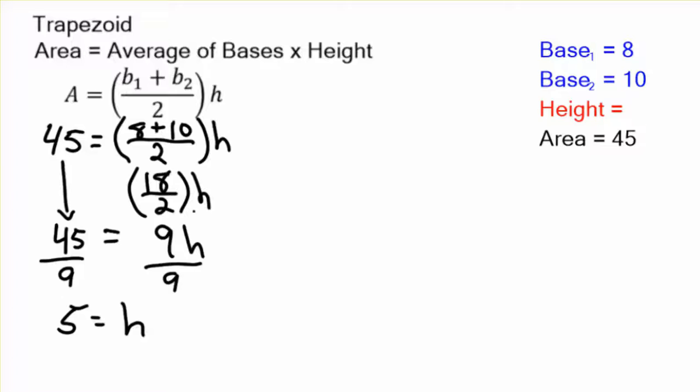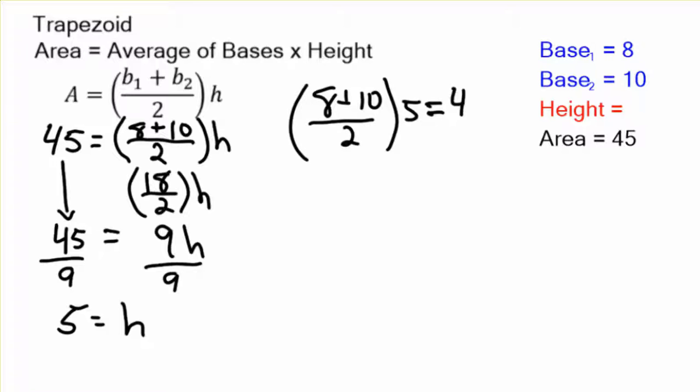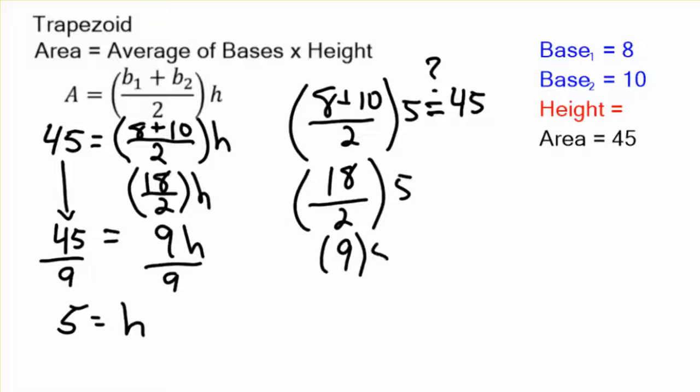Well, let's plug that back in just to make sure that we have the right answer. This doesn't take long. All you have to do is just plug it in. 8 plus 10, divided by 2, times 5. Is that going to give us 45? Well, PEMDAS, we have to do parentheses first. Do the top. 8 plus 10 is 18. Divide that by 2, we get 9. 9 times 5, 45. Yes, that's going to give us the right answer.